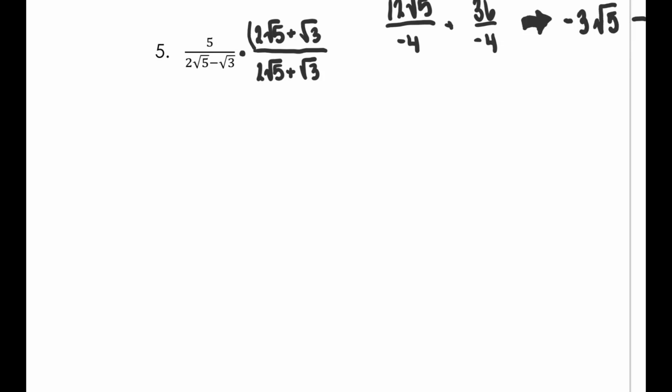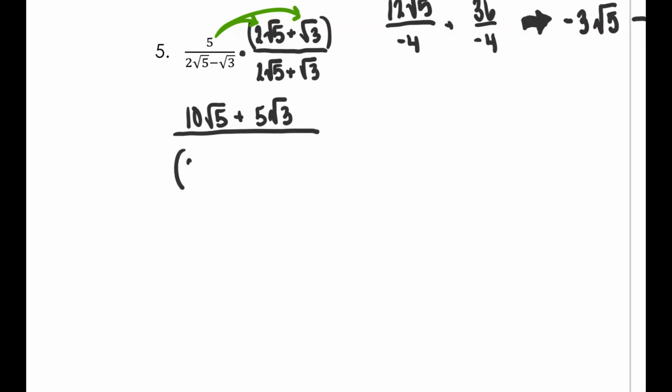So my numerator, again, I still got a distributive property here, so I have to take that 5 and multiply it with each term. And so that's going to give me 10 square root 5 plus 5 square roots of 3. And then my denominator, now here's kind of the tricky part. You've got to do quantity 2 root 5 because that's your a. You have to square that and then also square your root 3.